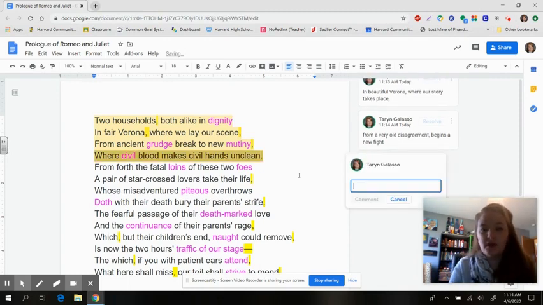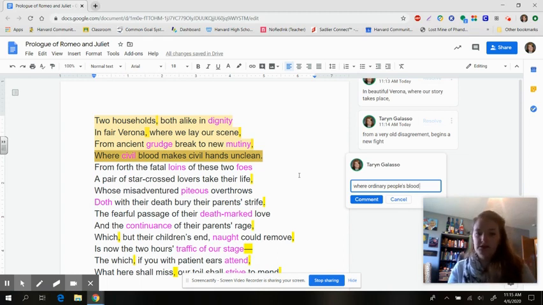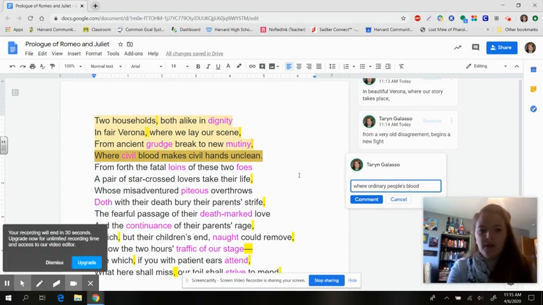So, as we defined earlier, civil means like civilian, ordinary person. They have the same root. So we're going to say where ordinary people's blood makes civil hands unclean. Okay, so we have the blood making hands unclean, and it's the same blood. So if we're making hands unclean, that means it's probably spilled. So where ordinary people's blood is spilled by other ordinary people.